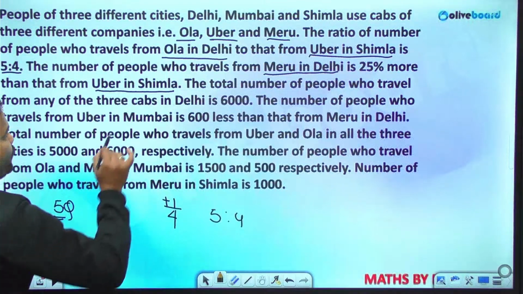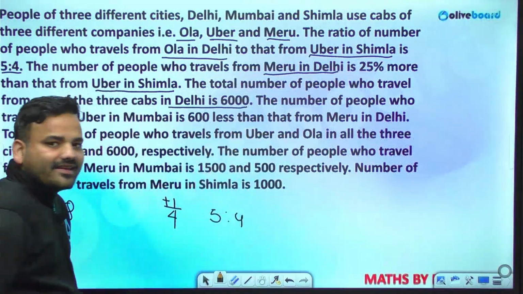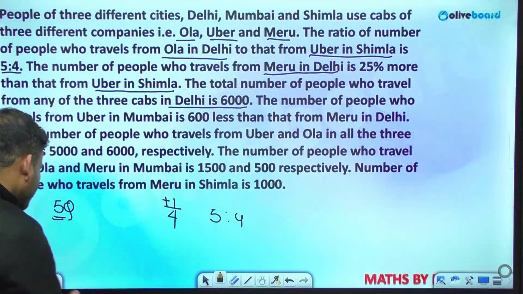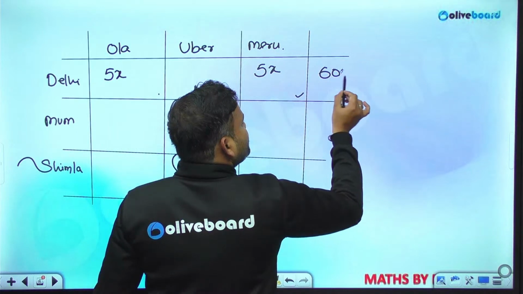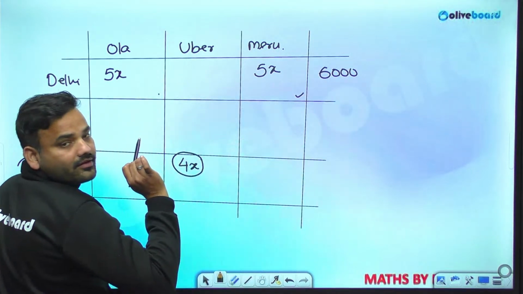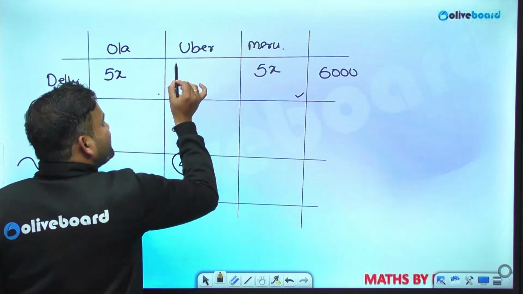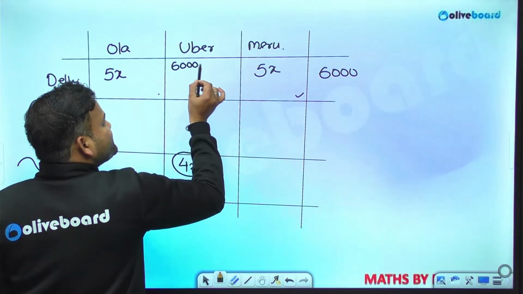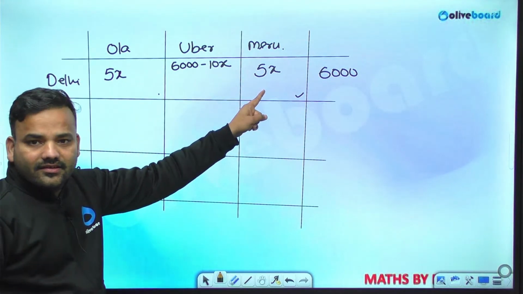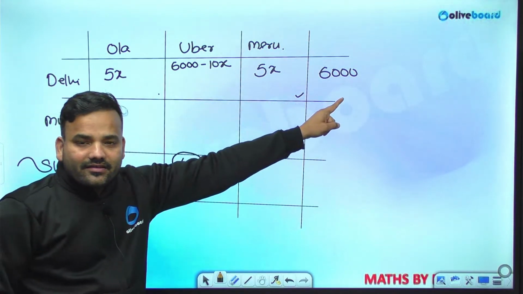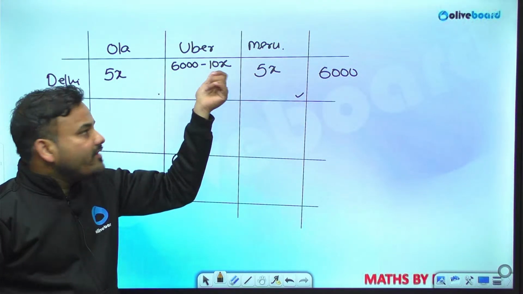अगली लाइन, total number of people who travel from any of the 3 cabs in Delhi is 6000. सो दिल्ली से तीनों कैब में जो लोग जा रहे हैं वो 6000. So this addition of all the numbers will be 6000, that this particular number will be 6000 minus 10x. Clear? क्योंकि ये 5x है और ये 5x है और तीनों मिलाकर 6000 है. That means this particular value will be 6000 minus 10x. तो ये वैल्यू निकल कर आ गए मेरे.